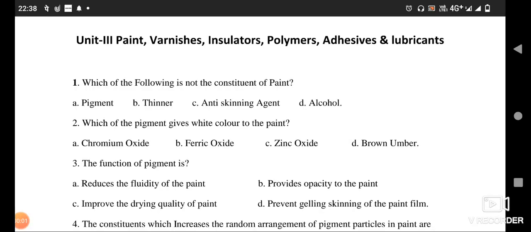Students, so today we will study unit number 3, that is paints, varnishes, insulators, polymers, adhesives and lubricants. Rather, we will study the MCQs of this particular chapter. So here it is MCQ number 1: which of the following is not the constituent of the paint?